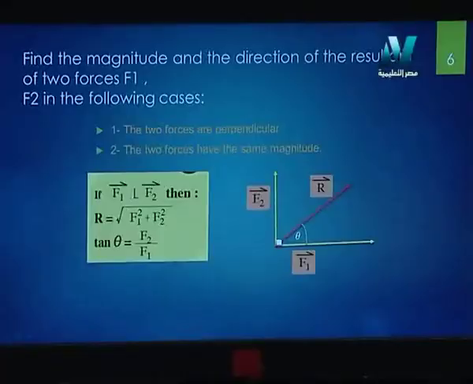We will find that when F1 is perpendicular to F2, the rule that gives us the resultant equals square root of F1 power 2 plus F2 power 2, and to find the angle of inclination on F1, we will apply this rule, which is tan theta equals F2 over F1.